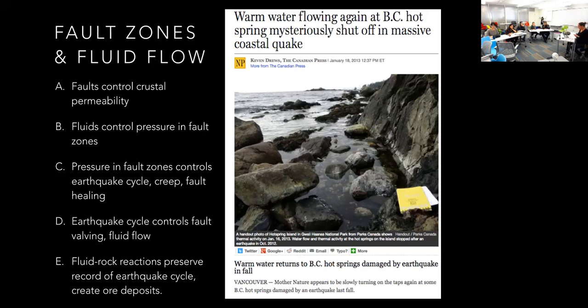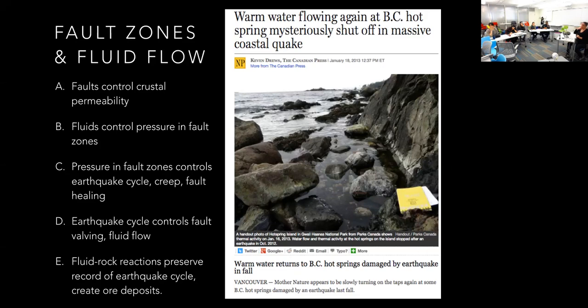The pressure in the fault zones, whether the fault is held at a stress that's near its failure threshold, controls the behavior of the fault on all scales. And I mean that in time and space. So it controls whether you might have a small earthquake or a large earthquake, what kind of size rupture you're looking at. It controls whether the fault will creep or trigger a larger fracture event.